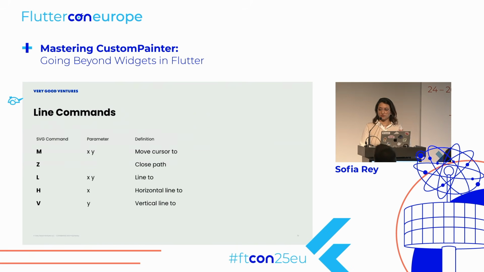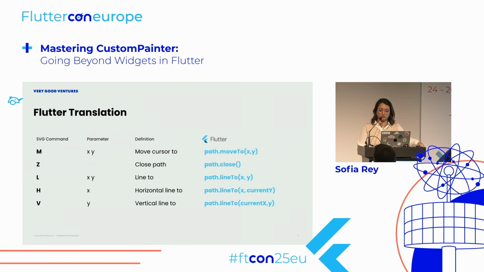M is to move the cursor to, so we are not drawing here, just positioning. Z is to close the path, so it's going to automatically connect the last point we drew with the first one in a straight line. Then we have 3 line commands. L is line to, so we just trace a line. Then H is a horizontal line to, and V is vertical line to, just keeping the axis we want to keep, right? In Flutter, this will translate to path.moveTo for the M, path.close for the Z, path.lineTo for the L, and the same for the last two, just keeping the axis we want to keep.